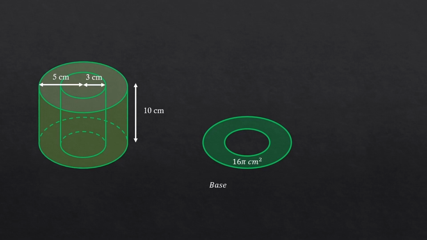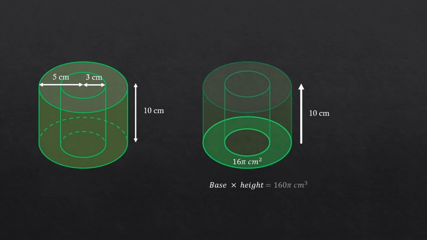Now we can stretch this area up by 10 centimeters to make the toilet paper. So the base area times height should give you, I hope you got this right. If you didn't understand what just happened, go back a few minutes and watch it again.